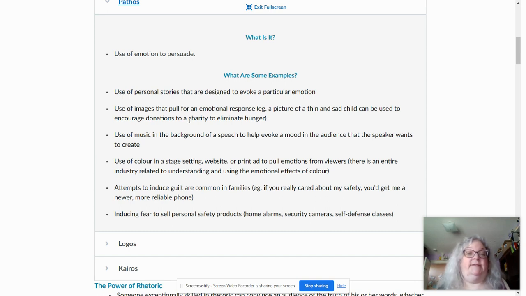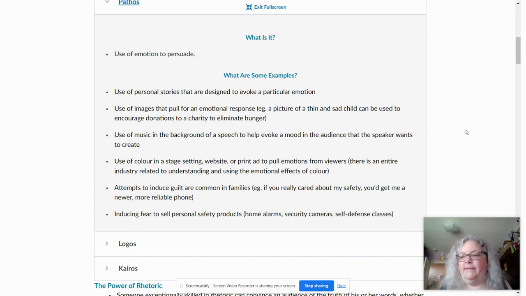Use of images that pull for an emotional response. So if you've ever watched ads, you'll sometimes see a picture of a thin and sad child used to encourage donations to a charity to eliminate hunger. Basically, we look at the picture of this child and we just want to make them feel better. And we want to help them to look healthier. So we're going to send our money to that charity that's going to help to eliminate hunger.